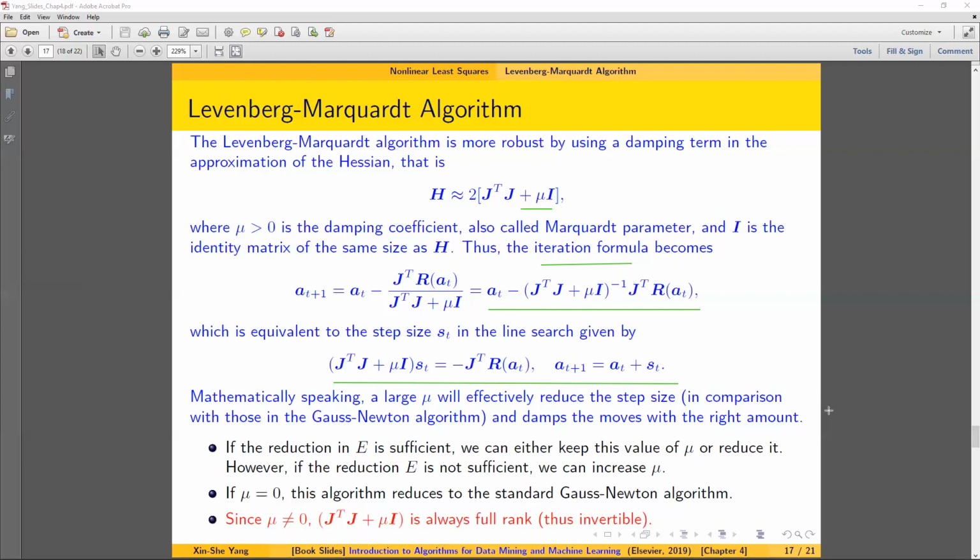If mu equals 0, this algorithm reduces to the standard Gauss-Newton algorithm. Since mu is not 0, this J^T J plus mu I is always full rank, just because J^T and J have to be full rank. If it's full rank, then J^T J plus mu I is always full rank, and therefore it's invertible. Okay, so that's the LM algorithm. It's just a variation, or a more enhanced version, of the Gauss-Newton algorithm.